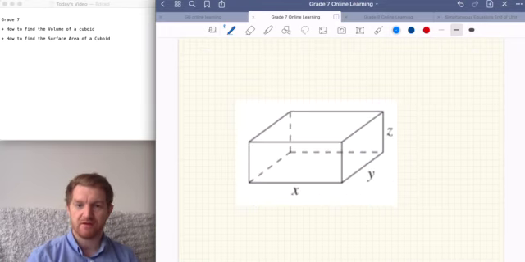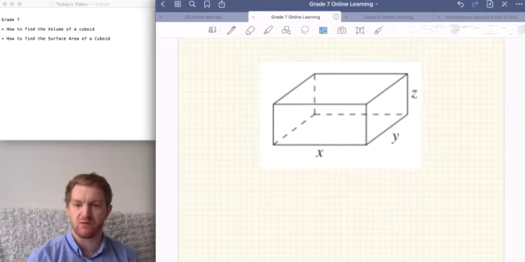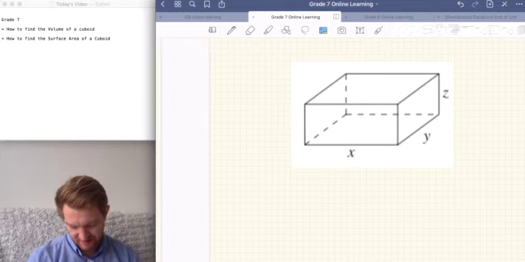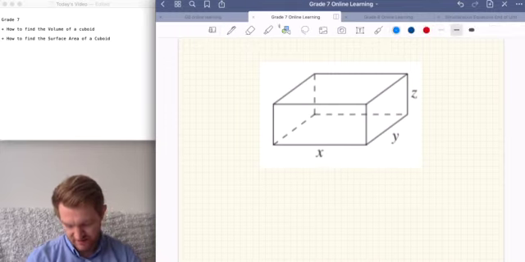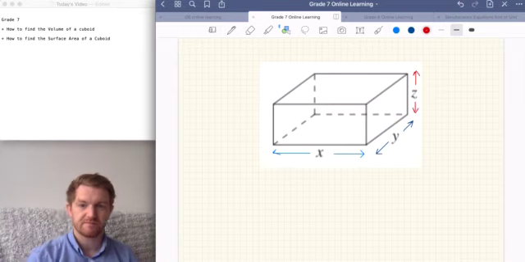So let's think about a cuboid like this. And you'll notice I've given you a cuboid which doesn't have any side lengths, because I want to think about it more theoretically. We've got X along here, so you're saying X is from here to here. We've got Y is from here to here. Oh, that's a terrible arrow. And you've got Z is from here to here. Okay.